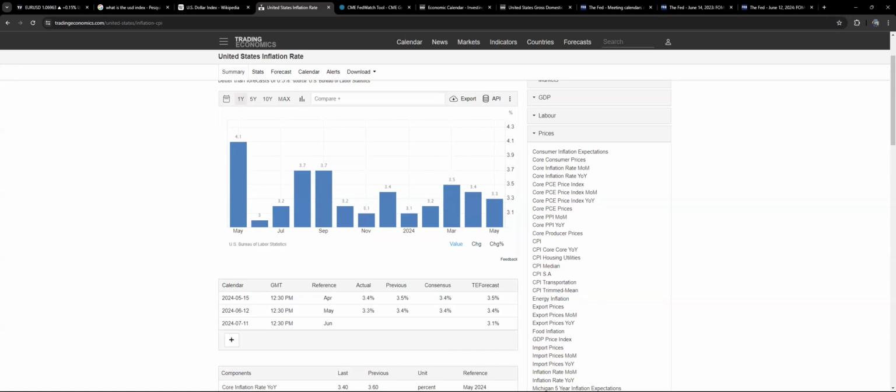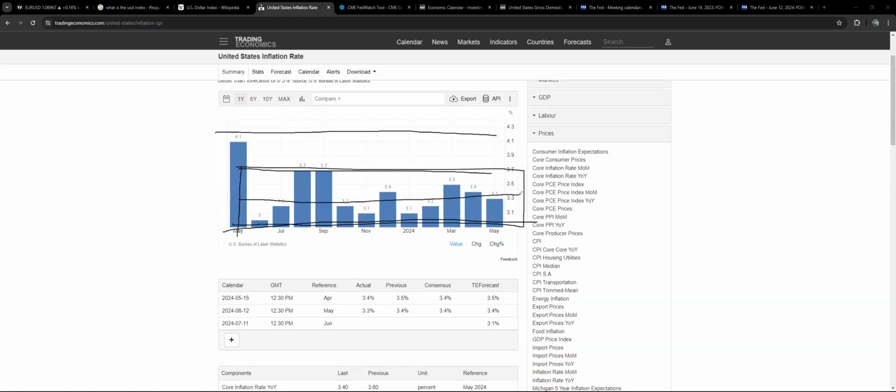Where's my pen? There we go. We can see that. Oopsie, that's in white. I need another color. We can see that inflation is on this band. Pretty much on this band, and even on this band. So she thinks that inflation would stabilize sideways through this year.